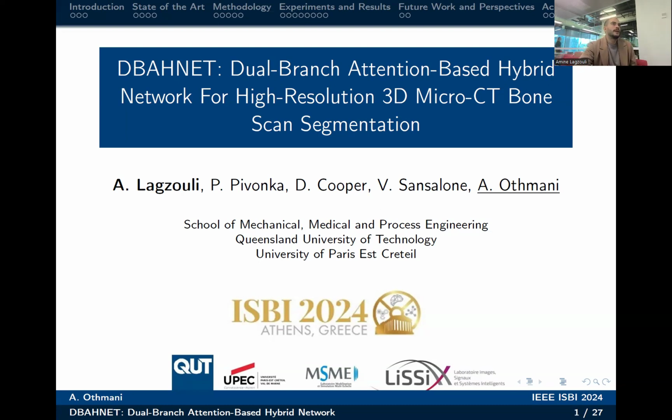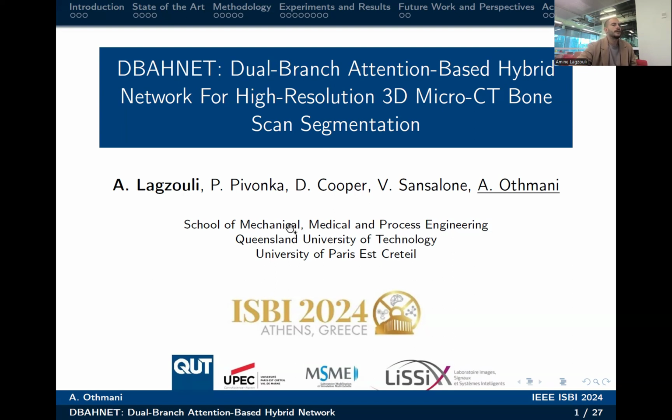Hi. So today I'm going to present our paper, Dual Branch Attention-Based Hybrid Network for High-Resolution 3D Micro-CT Bone Scan Segmentation, authored by myself, PhD student Emil Lagzouli, Professor Peter Pivonka, Professor David Cooper, Professor Vittorio Sansalone, and Professor Alice Othmani, which will present our work at the International Symposium of Biomedical Imaging in Greece.